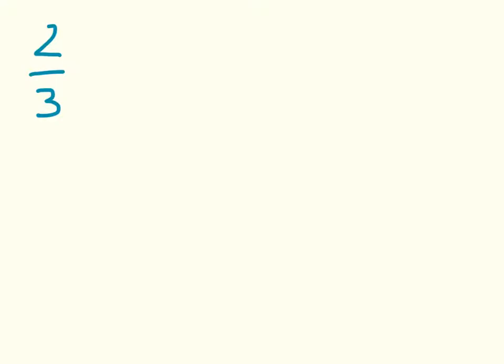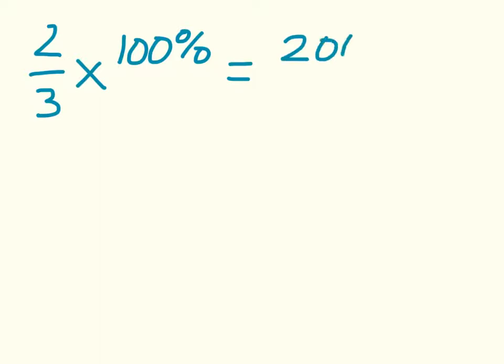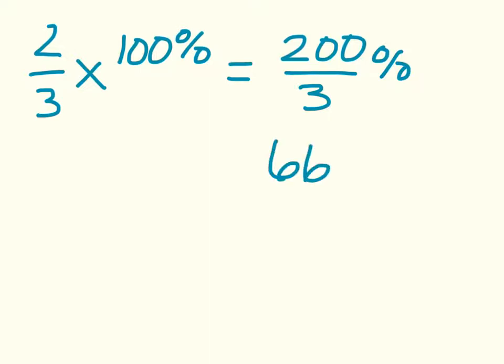First, we would multiply our fraction by 100%, giving us 200 over 3%. Then we would convert this improper fraction into a mixed number. 3 goes into 200 66 times, with a remainder of 2, to give us 66 2/3%.